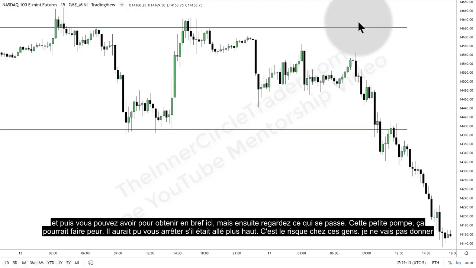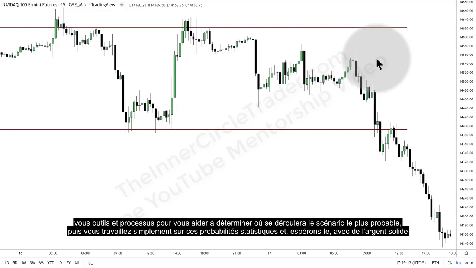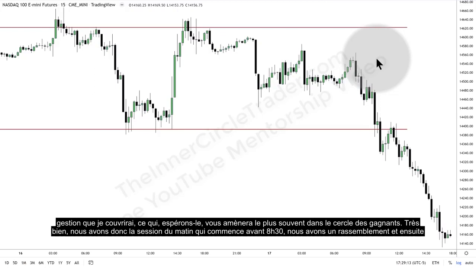That's the risk in this, folks. I'm not going to give you a silver bullet that removes losing trades. I lose trades too. You're going to miss moves. I miss moves. You're going to read it wrong. I read it wrong sometimes. I'm not perfect, but I'm giving you tools and processes to help you determine where the most likely scenario is going to be. And then you just work those statistical odds, and hopefully with sound money management, which I'll cover, that will get you to the winner's circle more often than not.